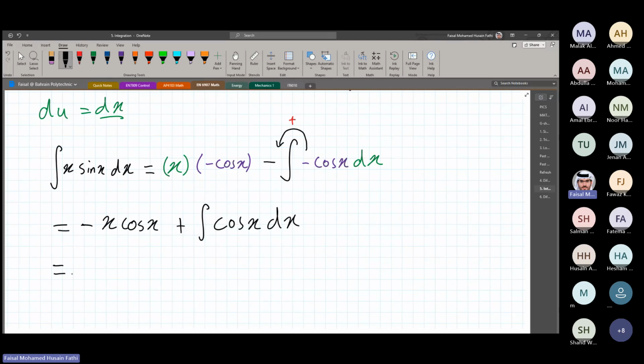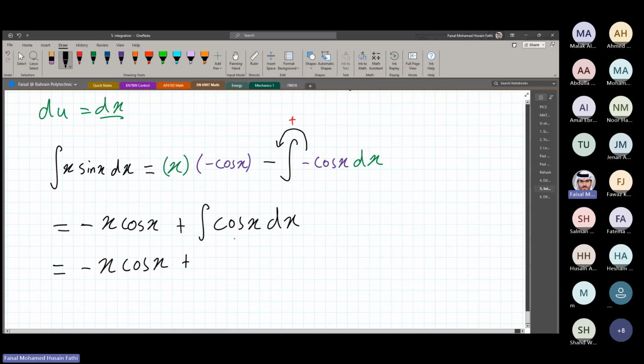Okay, and now you can do the integration itself. So minus x cosine x plus cosine x. What's the integration of cosine x? It is simply sine x and then plus c, and this is your final answer.